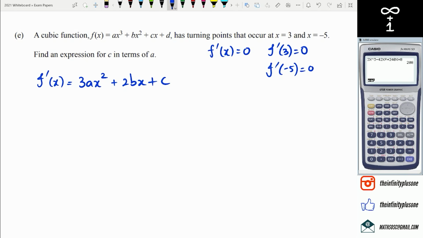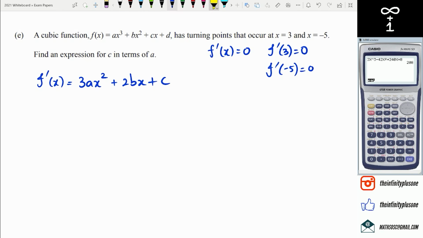Now the question is asking us to figure out an expression for C in terms of A, which means we've got to figure out a way to get rid of that B, right? And we've got to only have C and A. Now, using these two equations, so this is very similar to that simultaneous equations question that we did back in question 1D, I believe it was, except in this case we've got letters.